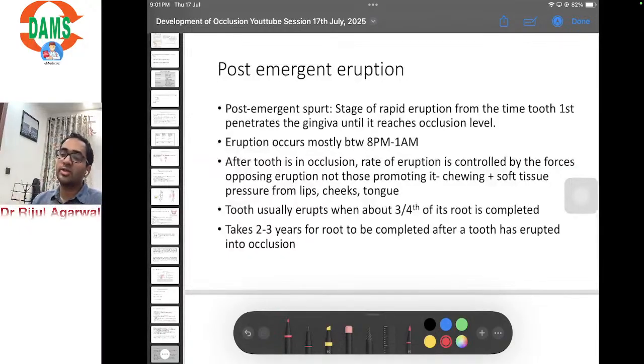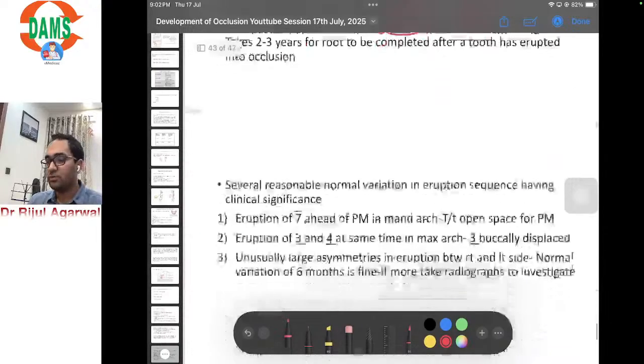So once the occlusion or intercuspation is established, as we all know, the teeth continue to erupt so as to maintain intercuspation. How are these forces coming? These forces come from the surrounding neuromuscular tissue, that is through chewing and soft tissue pressure from the lips, cheeks and tongue. Normally the tooth erupts when approximately 3/4 of the root is completed. In options they sometimes give 2/3 and students get confused. No, it's 3/4. It takes 2 to 3 years for the root to be completed after the tooth has erupted into the occlusion.